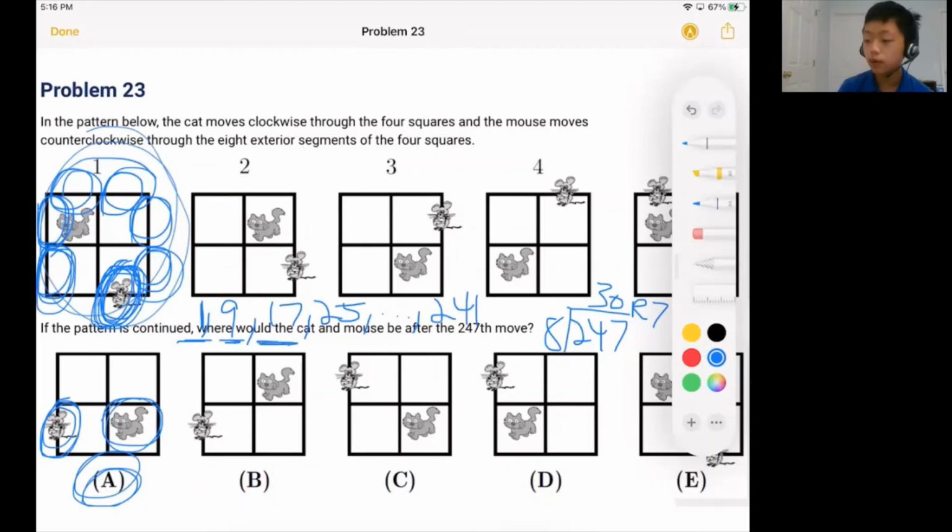And at the 17th move, the 25th move, we can repeat the pattern. All the numbers that are 1 greater than a multiple of 8, the mouse is going to be back at its starting position. So the mouse is going to be back at its starting position on move 241 as well. Afterwards, we can just simulate it, counting 1 by 1 to find where the mouse ends up. And we can do a very similar process for the cat. Then we find that choice A was the answer.